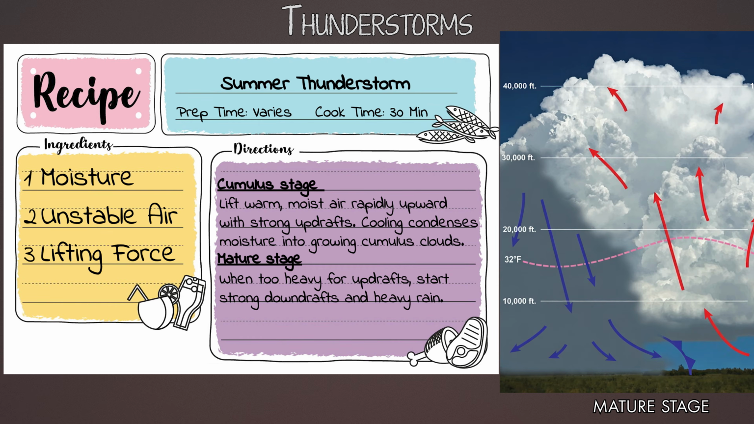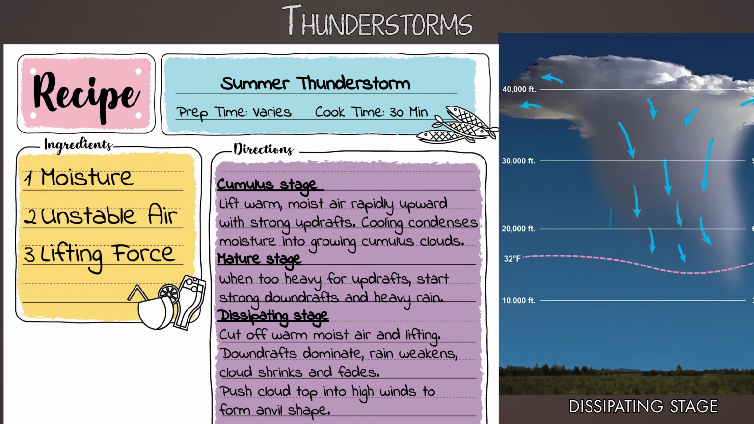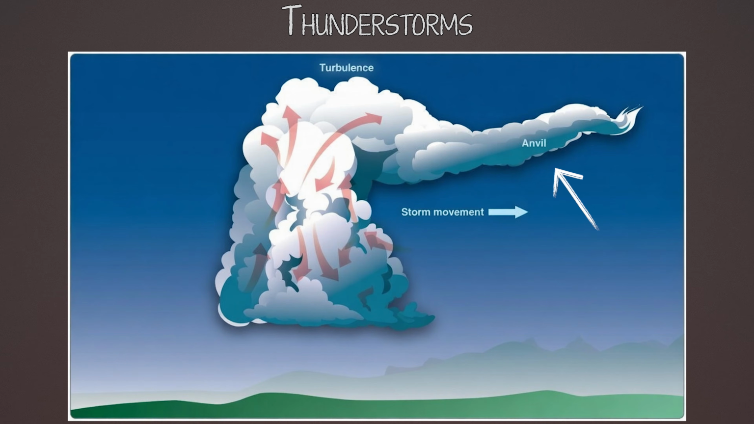The mature stage lasts until the upward motion slows down. That can be relatively quick, or it could take a while if all of our ingredients continue to be present. Our storm now enters the dissipating stage, where downdrafts spread out and replace the updrafts. Rain and some wind usually stick around for a while as the storm settles down. One sign you can look for is the anvil at the top of the cloud. Without vertical motion, the top gets blown in the direction of the upper level winds.